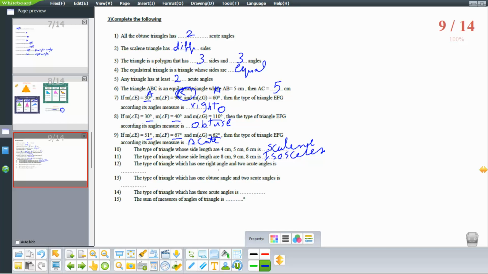The type of triangle which has one right angle and two acute angles is, yes, right angle triangle. The type of triangle which has one obtuse and two acute angles is obtuse angle triangle. The type of triangle which has three acute angles is acute angle triangle. The sum of measures of angles of any triangle equals, yes, 180 degrees.